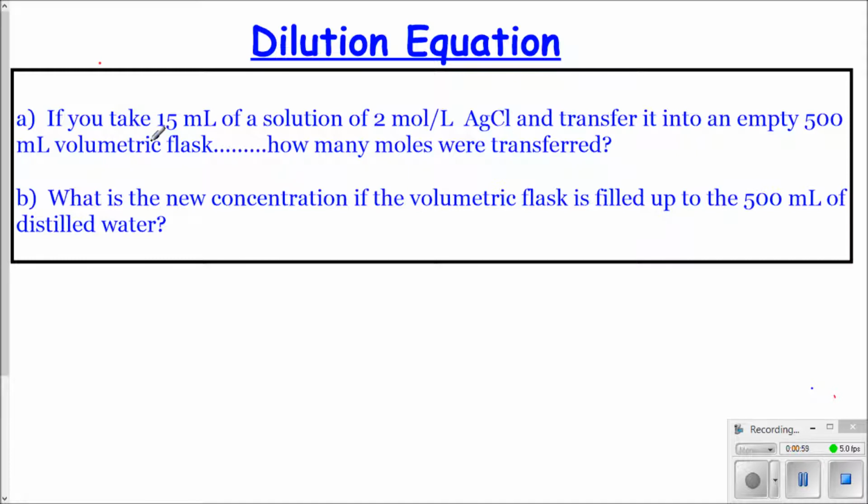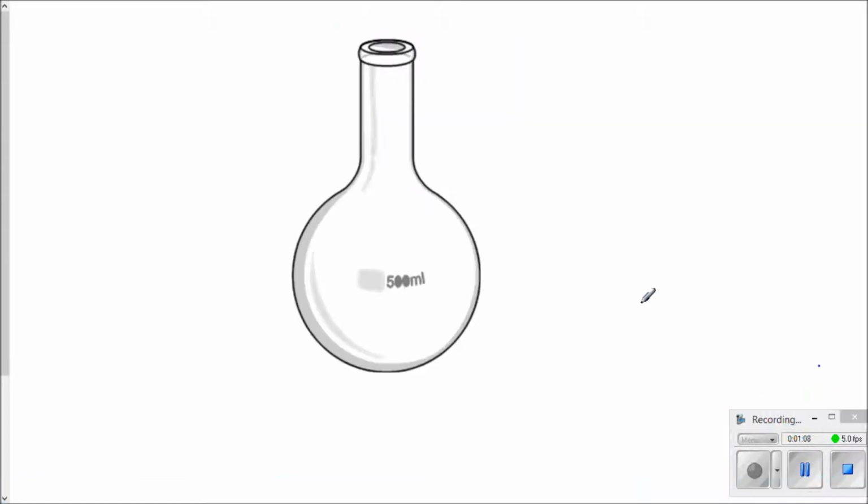It says if you take 15 milliliters of a 2 mole per liter AgCl solution and transfer it into an empty 500 milliliter flask, how many moles were transferred? So here's our volumetric flask, and we're going to transfer 15 milliliters of our solution into it. So we fill up to about this mark here, way down, and it looks like a clear solution. It looks like just pure water. But we know that it has a concentration of 2 moles per liter of AgCl. We also know we transferred 15 milliliters.